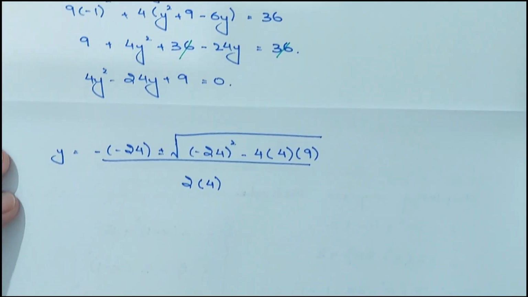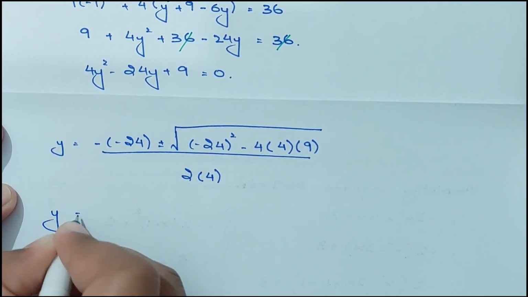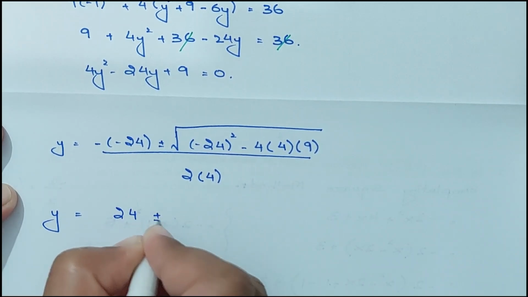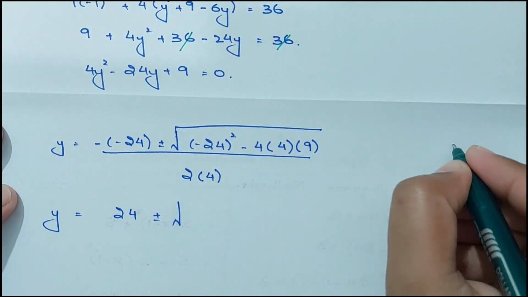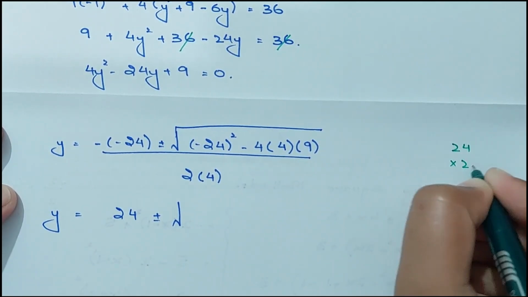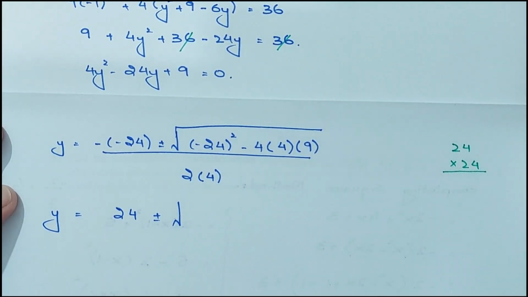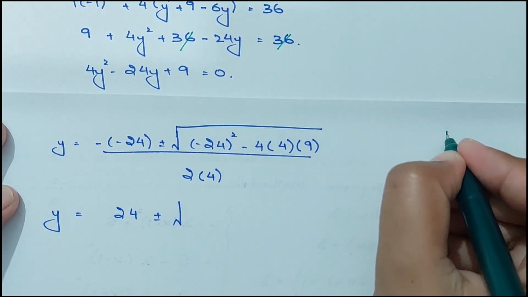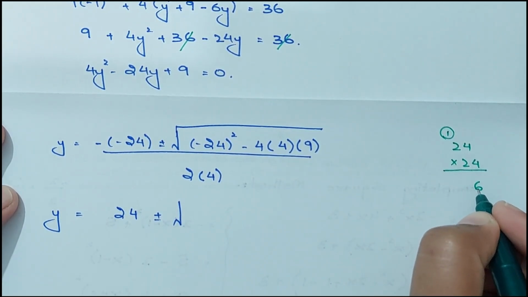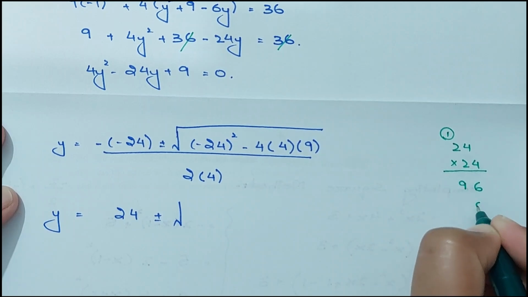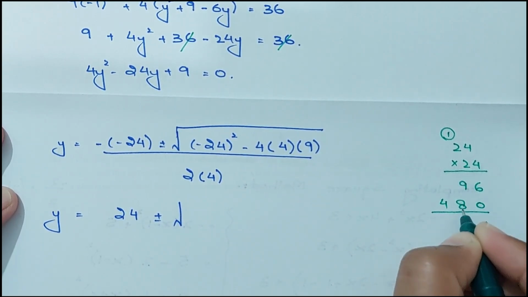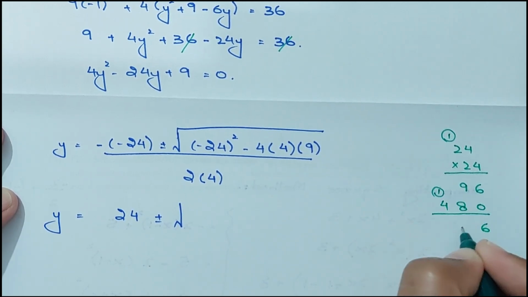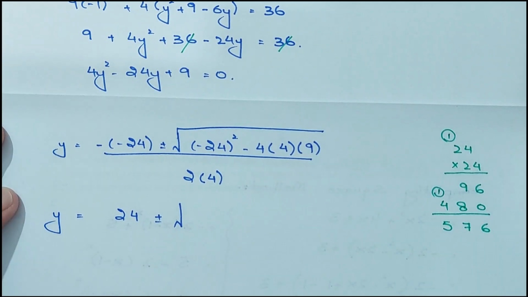All right. Now let me simplify this. So here y equals 24 plus or minus the square root. Negative squared is positive, and 24 times 24. Let me simplify 24 times 4. First we do the 4 times table. 4 times 4 is 16. 4 times 2 is 8, plus 1 is 9. 2 times 4 is 8. 2 times 2 is 4. So this is 6, 8 and 9. 8 plus 8 is 16, plus 1 is 17, 1 and 7, and this would be 5.